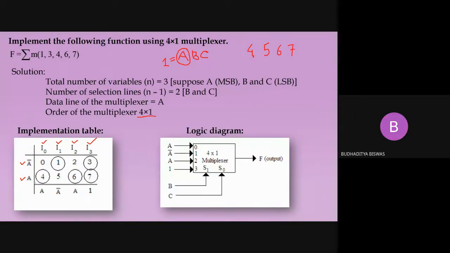Now just circle the minterms which are present in the expression. So what are the minterms present in the expression? M1, so 1 should be circled. Then 3, so 3 is circled. Then 4 is circled. 6 and 7 are circled, and the minterms which are not present in the expression should be left blank. Got it?